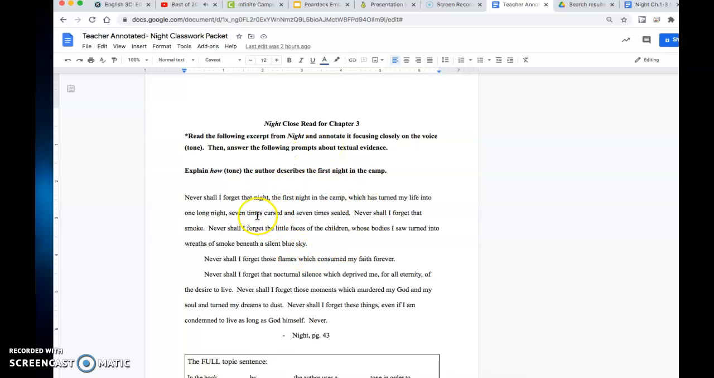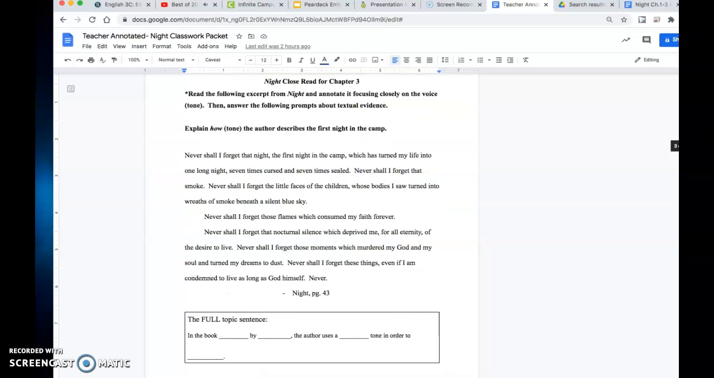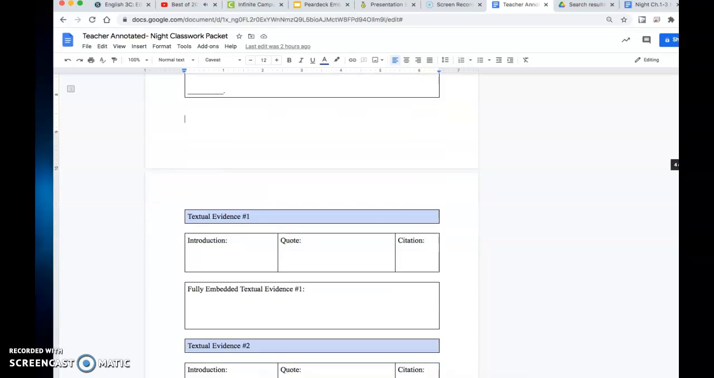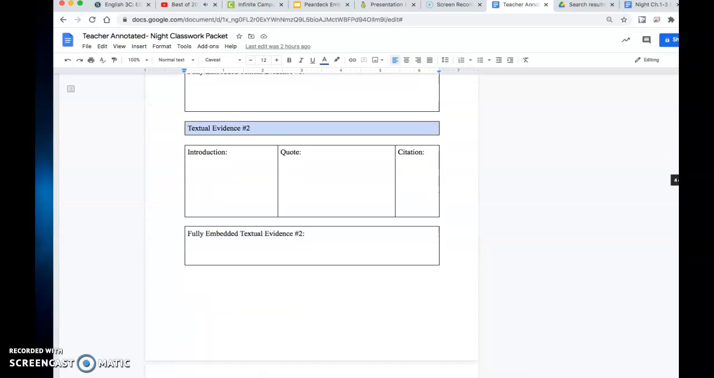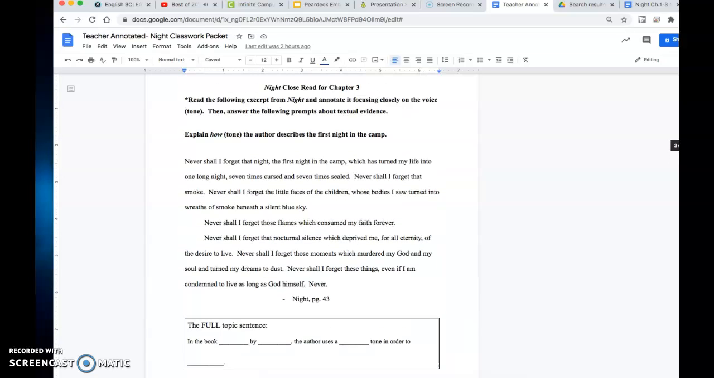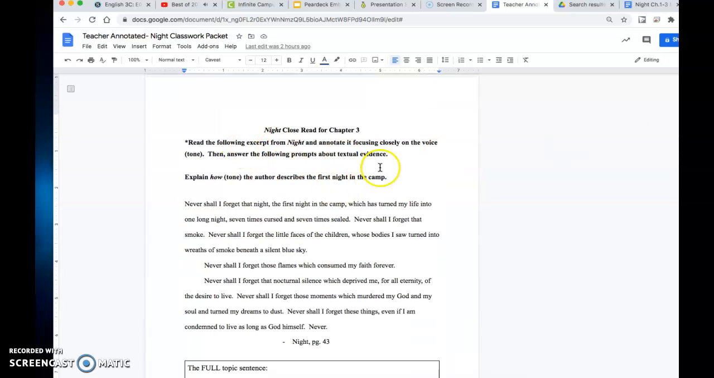So I'm going to annotate this one with you, and then you'll see we're writing a topic sentence and we're working on textual evidence. So the first thing you need to do is read the prompt, right? What are we looking for? What am I trying to find? And all of that good stuff. So you're going to read the following excerpt from Night and annotate it, focusing closely on the tone, and then answer the following prompt about textual evidence.